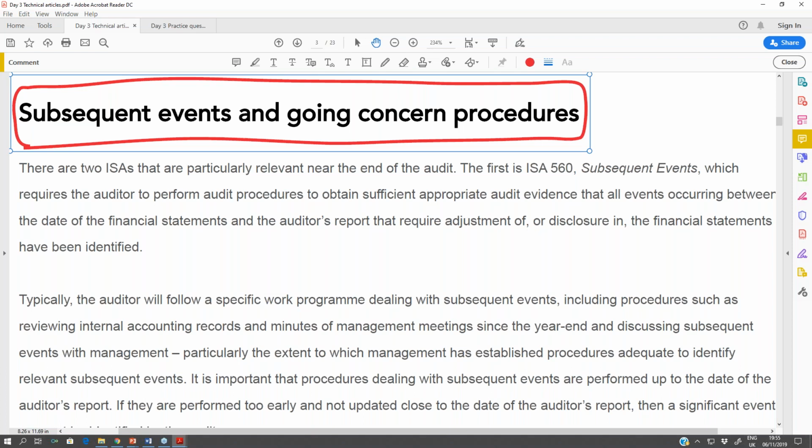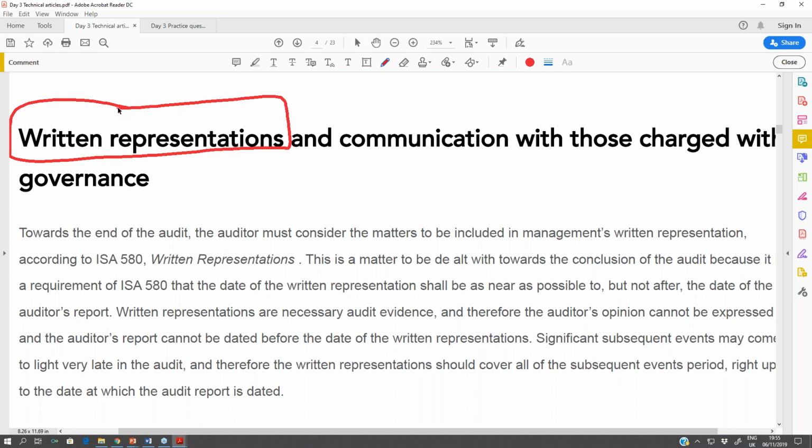Written representation, such an important area. A lot of times students write written representations in exam papers, but you should know the fundamentals of written representation. You should know in what situations the auditor takes written representation, so you can explore this area. There can be questions in later exam settings where the examiner can ask you some knowledge about written representation, so you should know that as well, right?